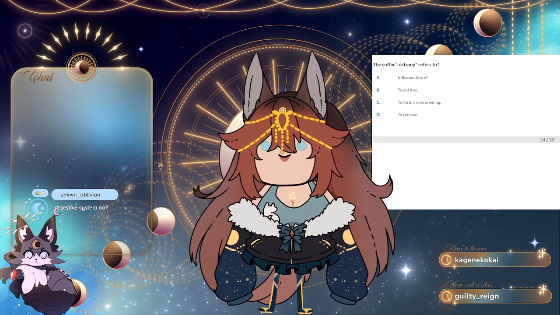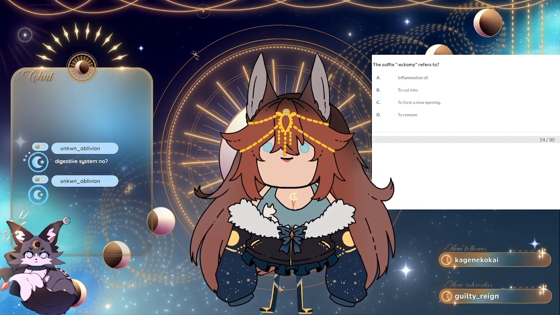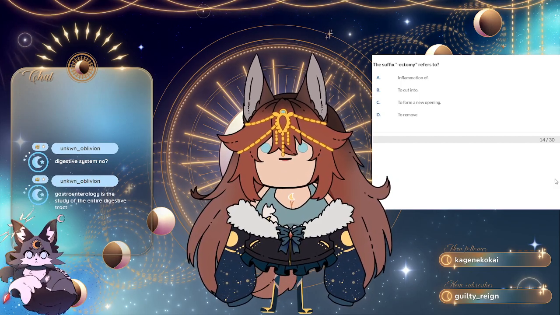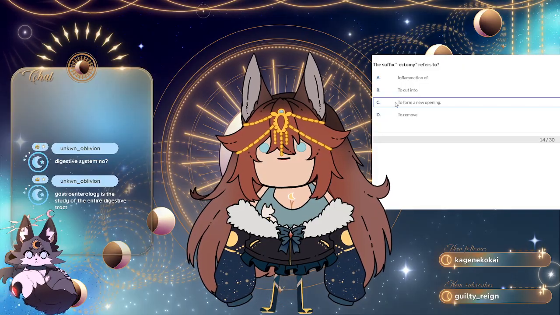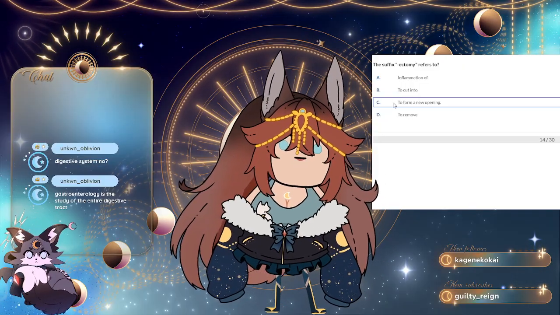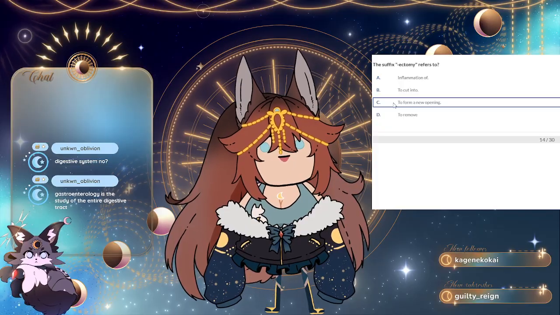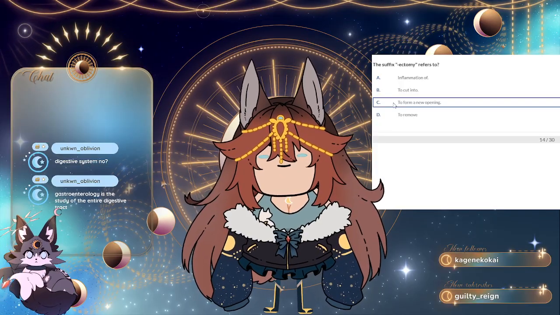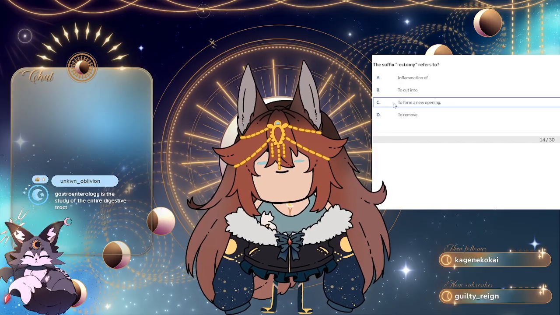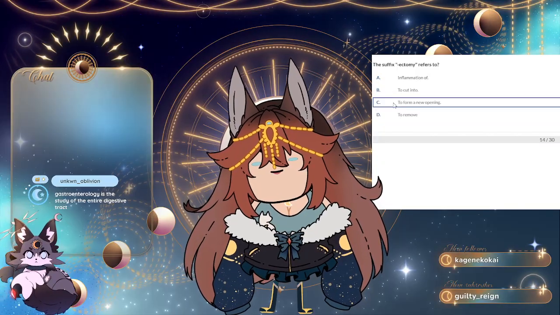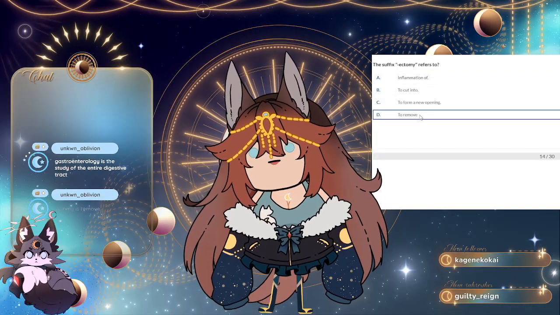What does the suffix ectomy refer to? Ectomy is to... Gastroenterology is the study of the entire digestive tract. So then yeah, it's the intestines. There's the surgical removal.